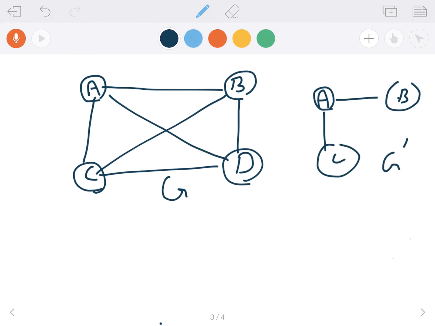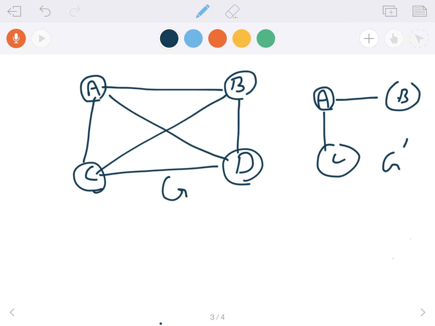Now let's talk about subgraphs. Assume that we have graph G and another graph G prime. As you see, graph G prime has nodes A, B, and C that also exist in graph G. Also, graph G prime has the edge from A to B and also from A to C, or vice versa, and that exists in graph G. So we call graph G prime a subgraph of graph G because every vertex and every edge in G prime also exists in graph G.